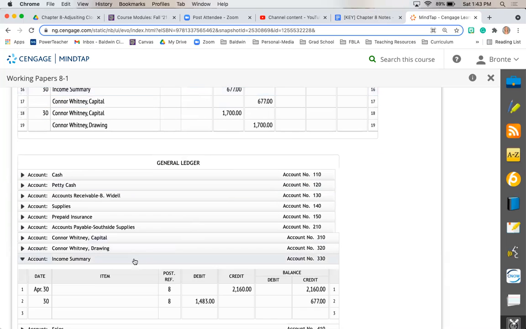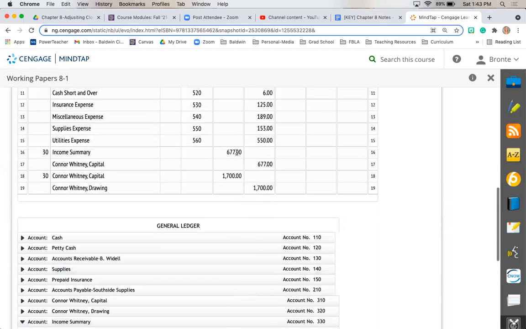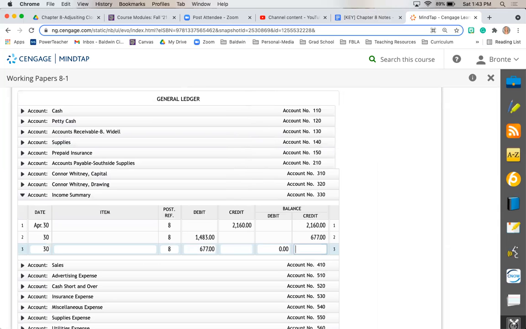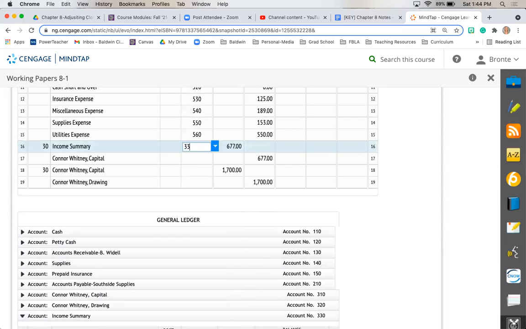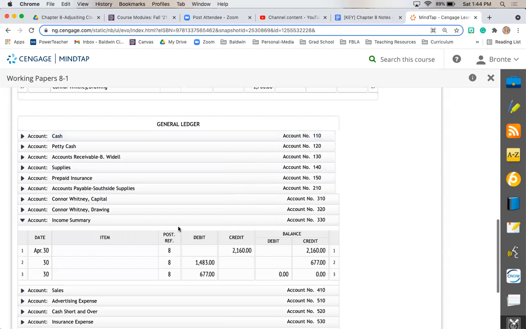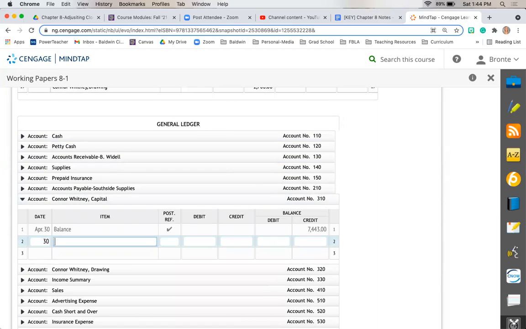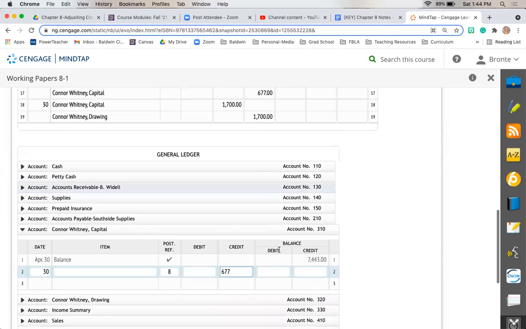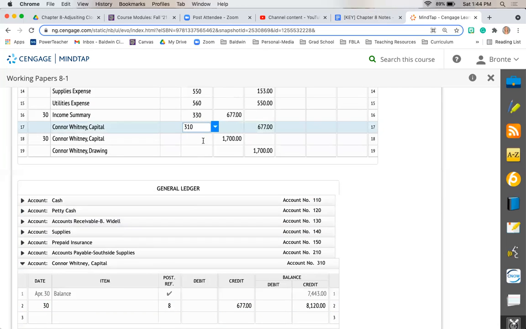All right, next I'm going to close income summary. 30th. Oops, not 40. Page 8. Right now I have a balance of 677. So I'm going to give it a debit of 677, which if I don't know, that's exactly what I did here. That's going to zero my account out. 330. And I'm going to go add that to my capital account. 30th, page 8. I gave it a credit of 677. And that's going to increase my balance. So if I add those two together, my new balance is 8,120. Plug in my account number.